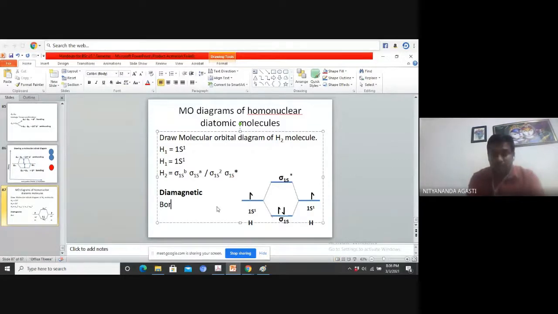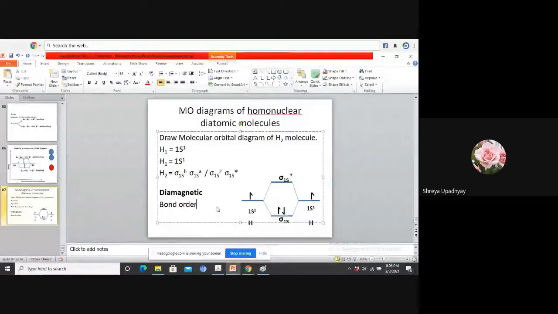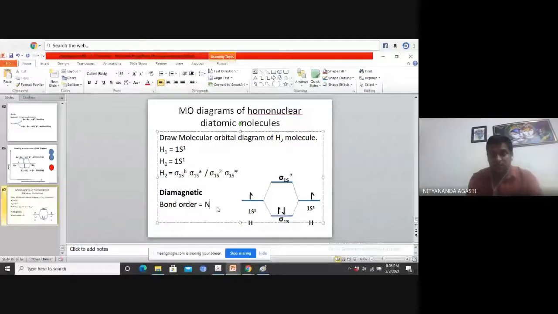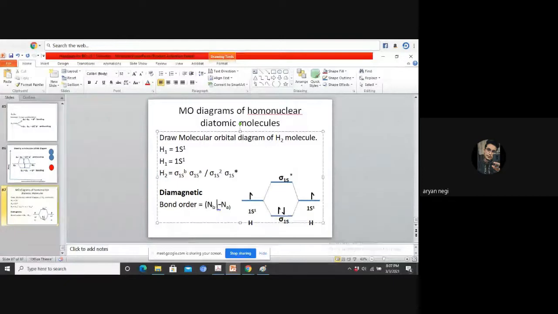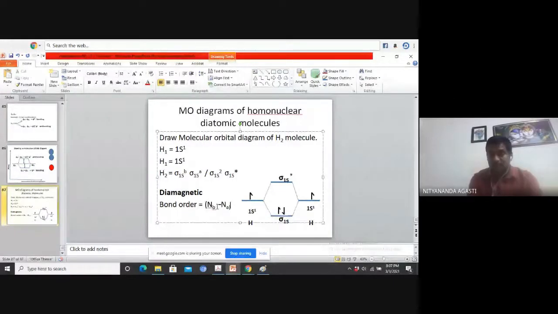Bond order. Can anyone tell me the formula for bond order? How can you calculate? Quickly, please. Number of electrons in bonding orbital minus number of electrons in anti-bonding orbital. Very nice. Then? Divided by 2. Yes, divided by 2.